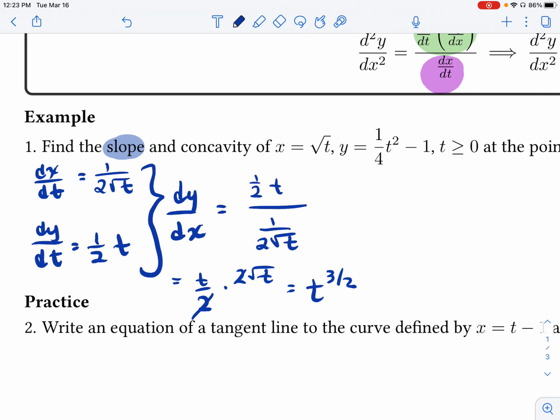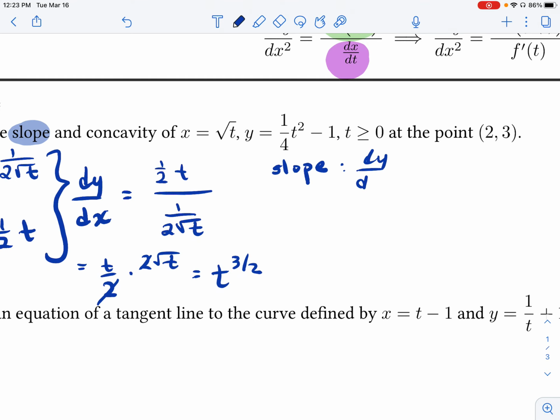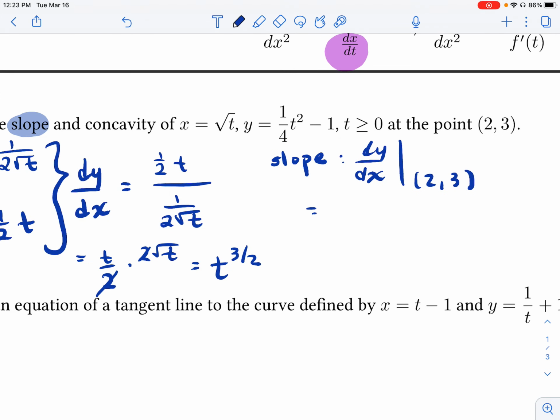Now let's finish up finding the slope. Since we know dy dx, we can use it to find the slope. So the slope is going to be dy dx evaluated at the point 2, 3. So we're going to evaluate t to the 3/2 at the point 2, 3. The problem, however, is that we've got a function in terms of t, but we're evaluating it using our x and y. Well, the quick solution here is we just need to find out what is t when x and y are equal to 2, 3. And we're going to use our parametric equations for that.